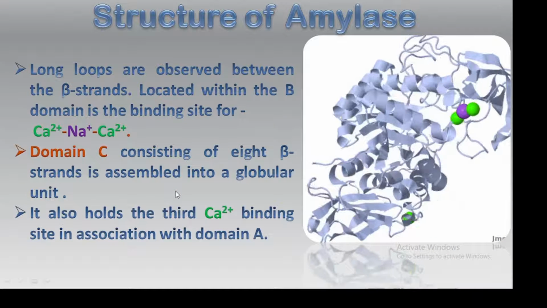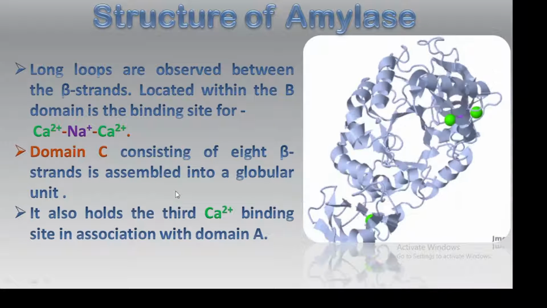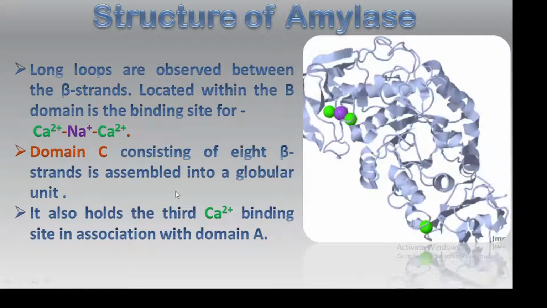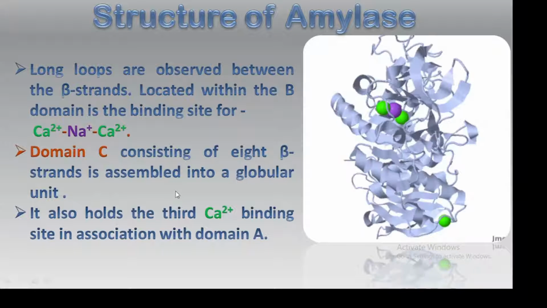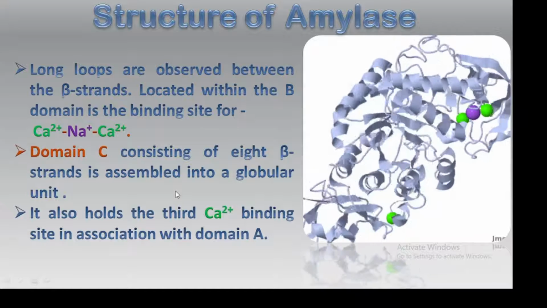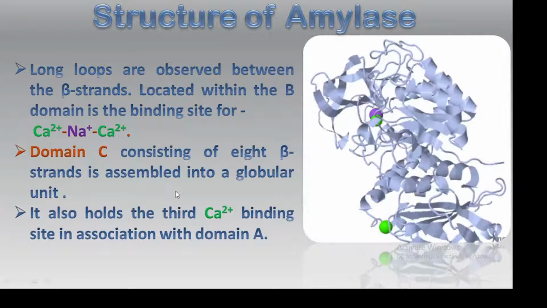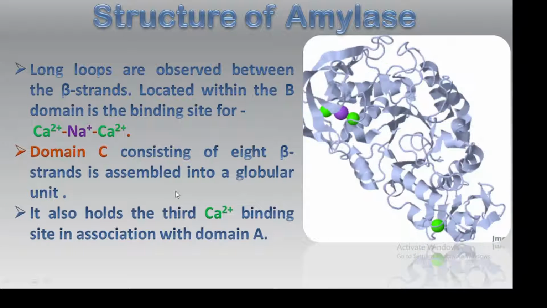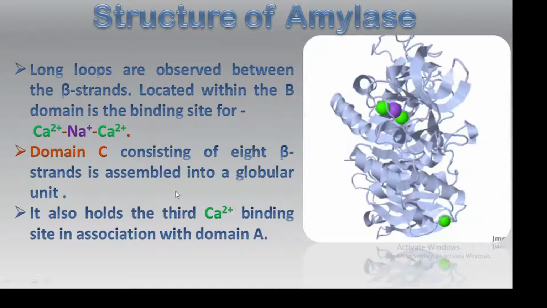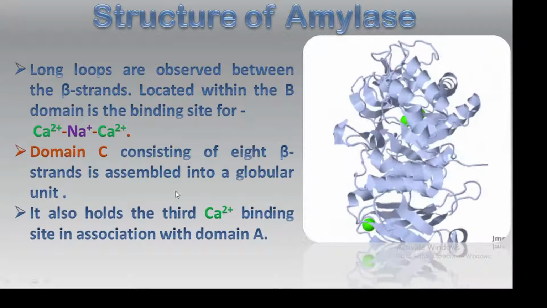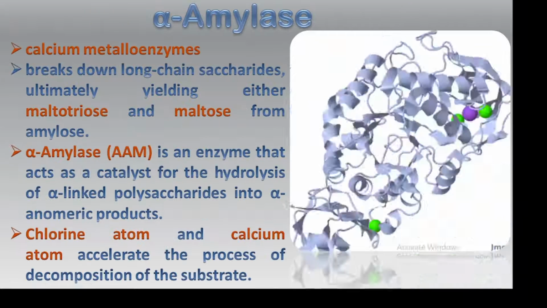Long chains are observed between the B strand located within the B domain, which is a binding site for calcium, represented here as a ball. Domain C consists of 8 beta strands assembled into a globular unit. It also holds the third calcium binding site in association with domain A.